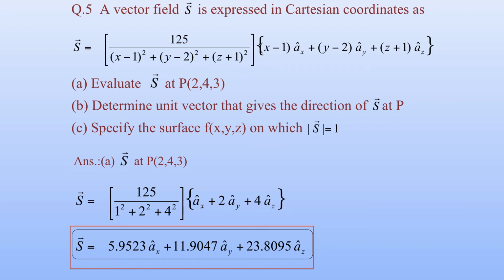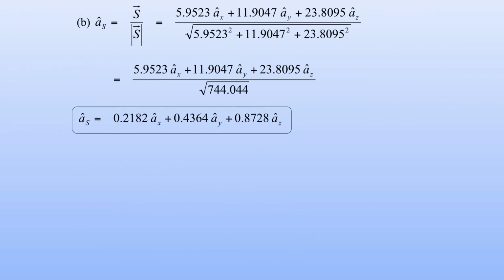Now let us move ahead and determine the second part of this particular problem, that is a unit vector at point P for vector s. So already we have determined the vector at point P as vector s. So all we have to do is simply express that vector and divide it by its magnitude.